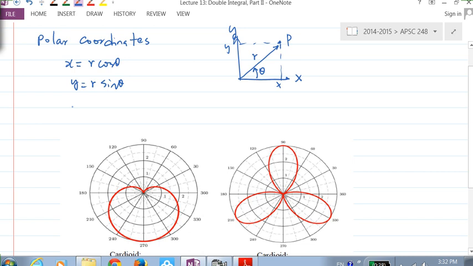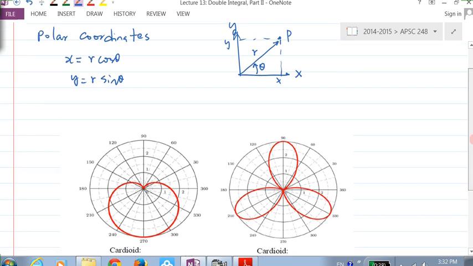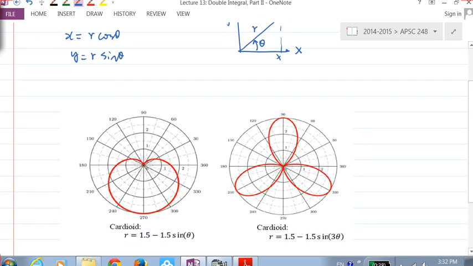Polar coordinates are very useful because sometimes when you want to plot something, it's actually better to plot using polar coordinates. So this is one example here. This is called a cardioid curve. The formula is r equals 1.5 minus 1.5 sine theta. You can plot using MATLAB or Maple very easily. If you change theta to some other angles, like 2 theta, 3 theta, or 5 theta, you basically have a flower. Three petals, and then 4 or 5. They will expand the number here.